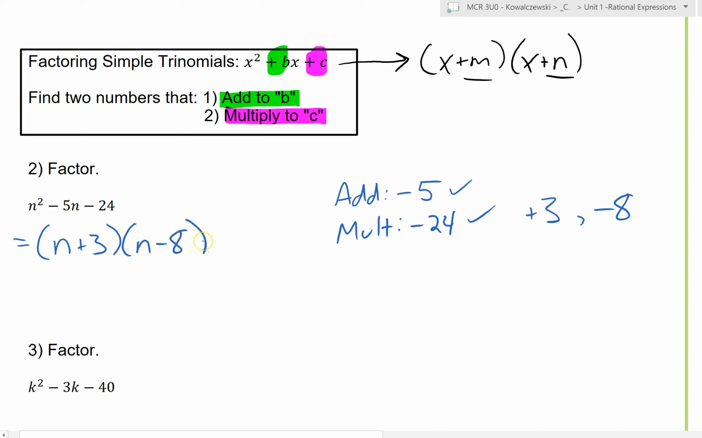Now it doesn't matter if the negative 8 comes first and then the positive 3 last. It doesn't matter what order you multiply numbers in, you're going to get the same result. So this is the factored version of n squared minus 5n minus 24. Now, like I showed you previously, you can go backwards when we're factoring and expand, and you should get the original question. So you can expand n plus 3 times n minus 8, and we will in fact get n squared minus 5n minus 24. That means we're correct. So we're going to do the rest of the examples in class, but there's your little refresher on common factoring and factoring simple trinomials.